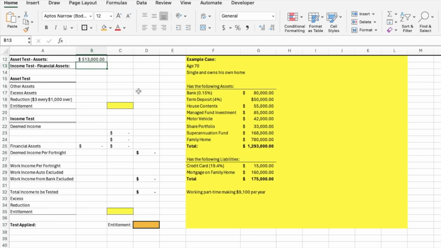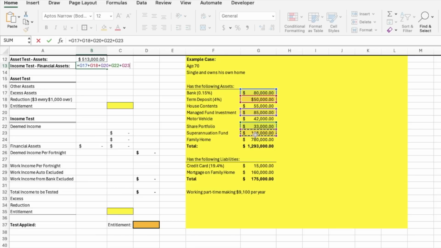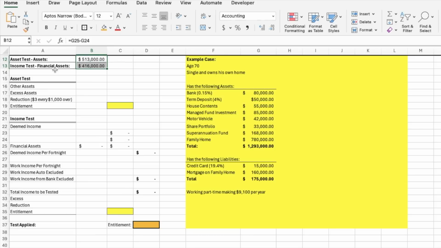For our income test, we use financial assets. So financial assets include things like your bank account and different investments you have. So to calculate that, we will add our bank with our other financial assets. So term deposit, we have a managed fund, a share portfolio, and super. So now we have both our assets and our financial assets, which is everything we need to start the two tests. So let's first do the assets test.